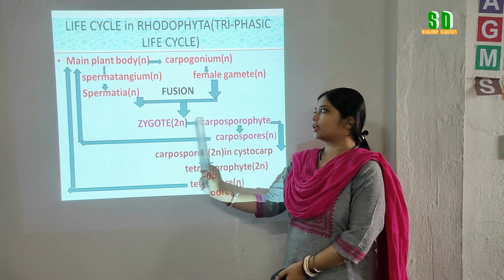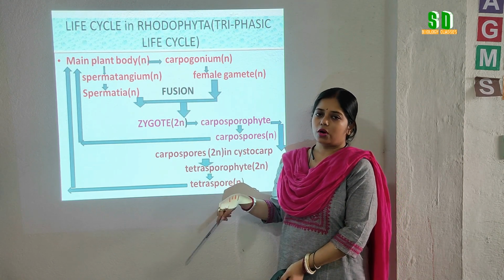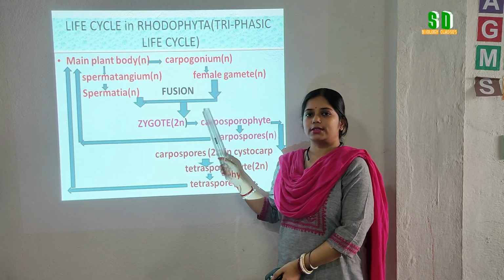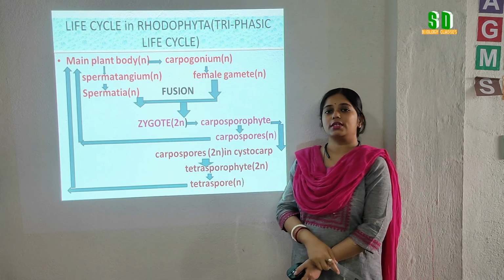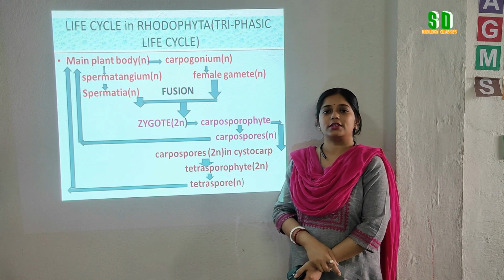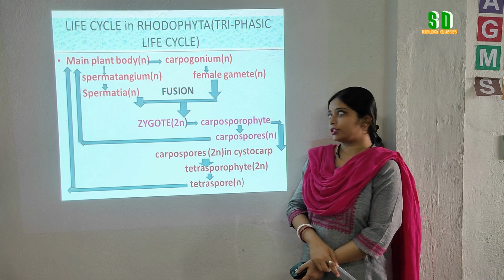This type of life cycle, where the diploid and the haploid generations alternate with each other, is called the biphasic life cycle. But in some members of the Rhodophyceae like Polysiphonia, we will see a special type of life cycle that is called the triphasic life cycle. In that case, what happens?